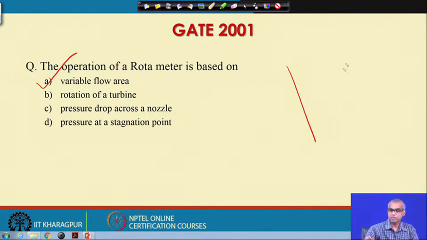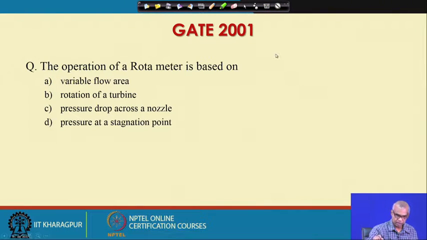You know the rotameter is a tapered tube, and as this float changes its position, the annular area changes. So, rotameter operation is based on variable flow area. Option A is the correct answer.